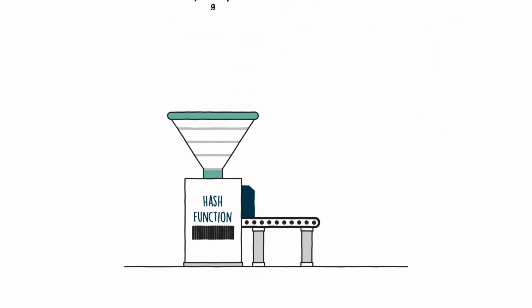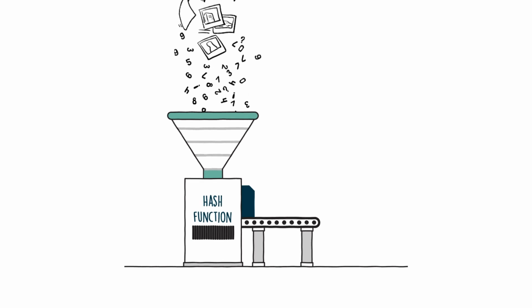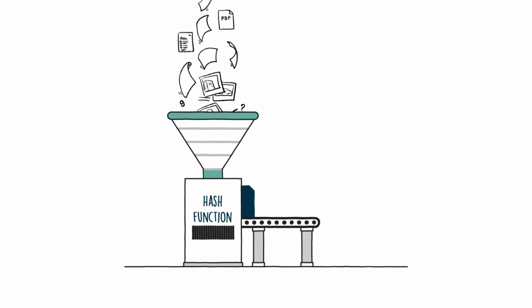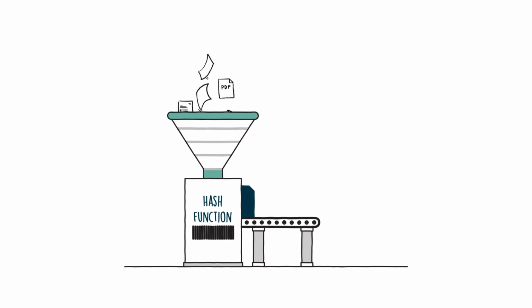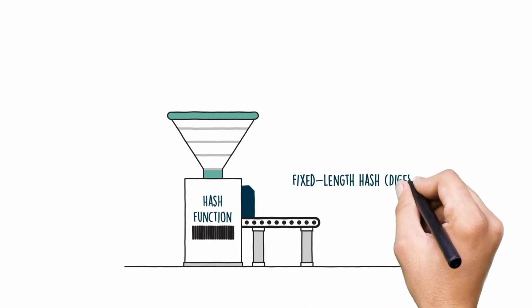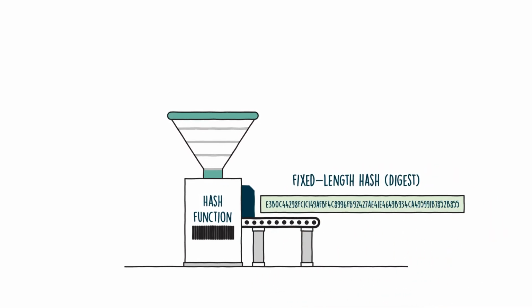Hash functions make this very easy. Think of a hash function as a box where you can feed in a word, a sentence, a document of any length, and it will always output a unique fixed length hash, like this 32-digit alphanumeric string right here.